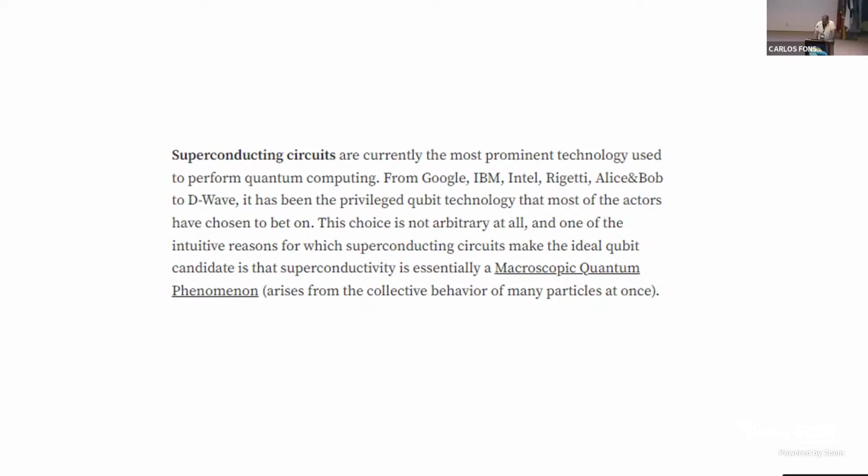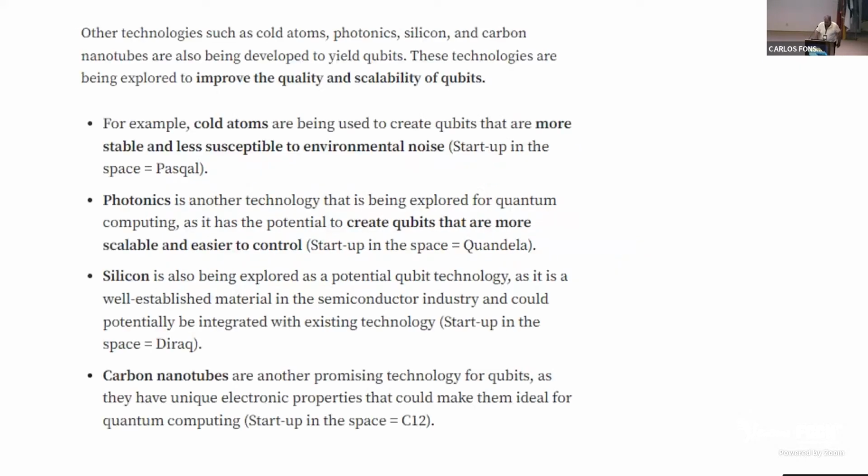Implementation of superconducting circuits is being tested by Google, IBM, Intel, Rigetti, etc. And there is also new technology being implemented to work at room temperature. It is very important to make a jump, a quantum leap, and a lot of technologies are being tested, from cold atoms, photonics, silicon, and carbon nanotubes.